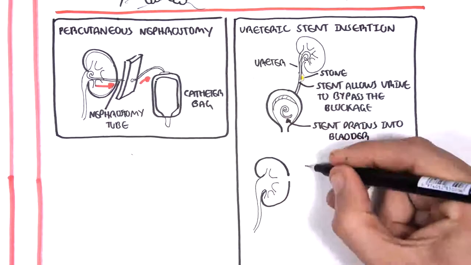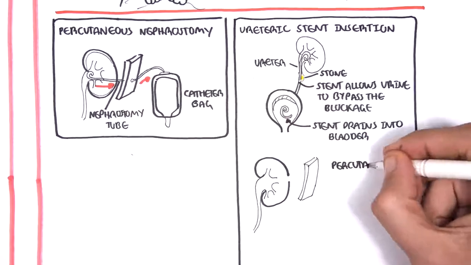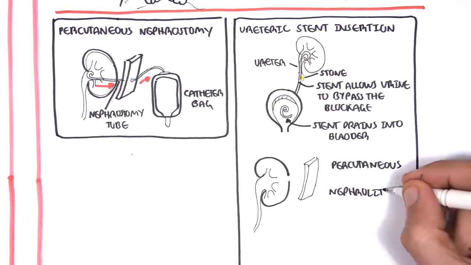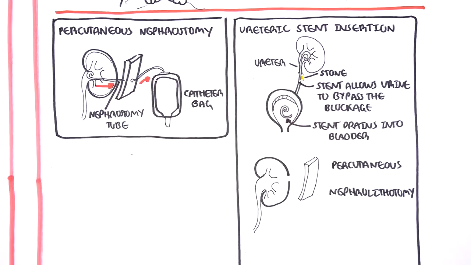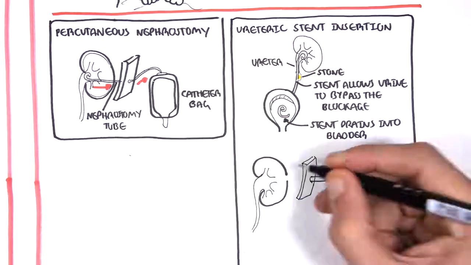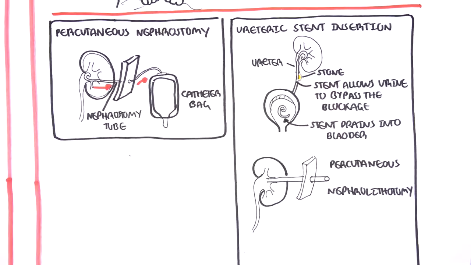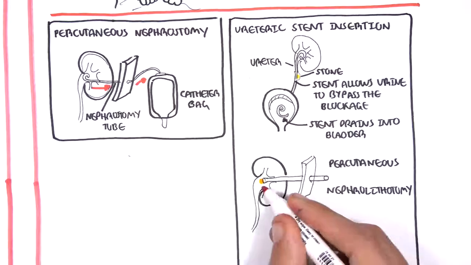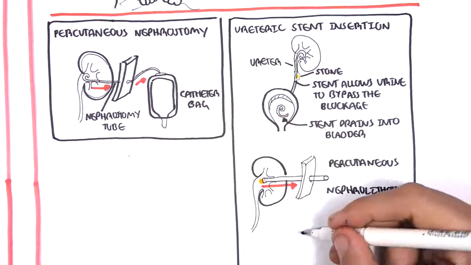If the urinary stone is within the kidney, a procedure called a percutaneous nephrolithotomy can be performed. In this procedure, the aim is to remove the stone from the kidney by a small puncture wound through the skin. It is most suitable for removal of stones that are more than, let's say, 2 centimeters in size, and which are present around the pelvic region of the kidney.